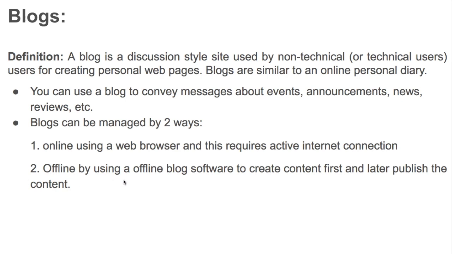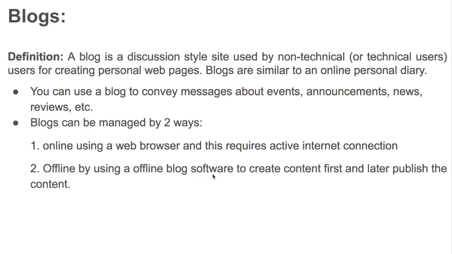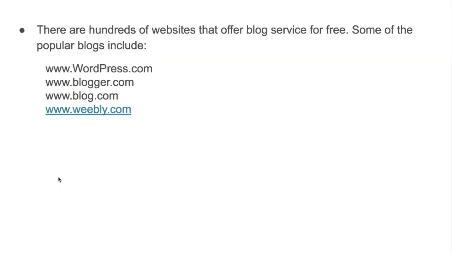Second type is offline. Offline is by using an offline blog software to create content first and later publish the content. So you just have to download a software. Okay, you will find a lot of blog software, so you can select any one. You just type free blog software in the URL, and you will get a lot. After downloading this software, you can write the content, and after that, whenever you find an internet connection, you can publish the content. So these two are the ways to create blogs.